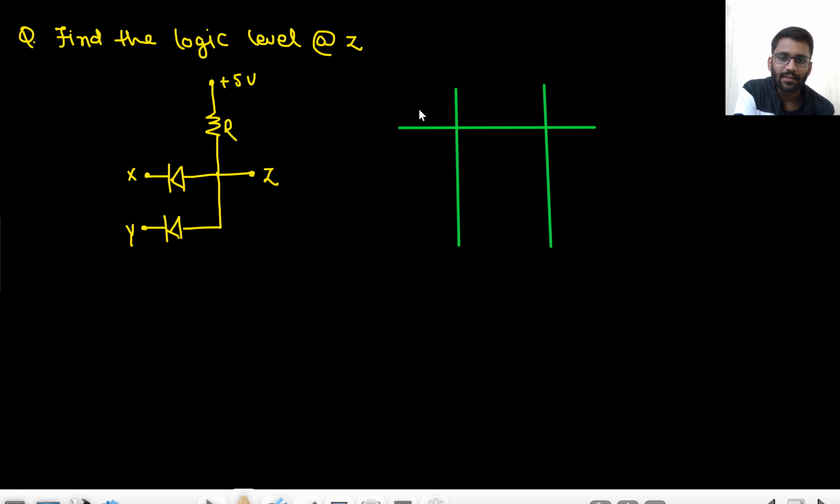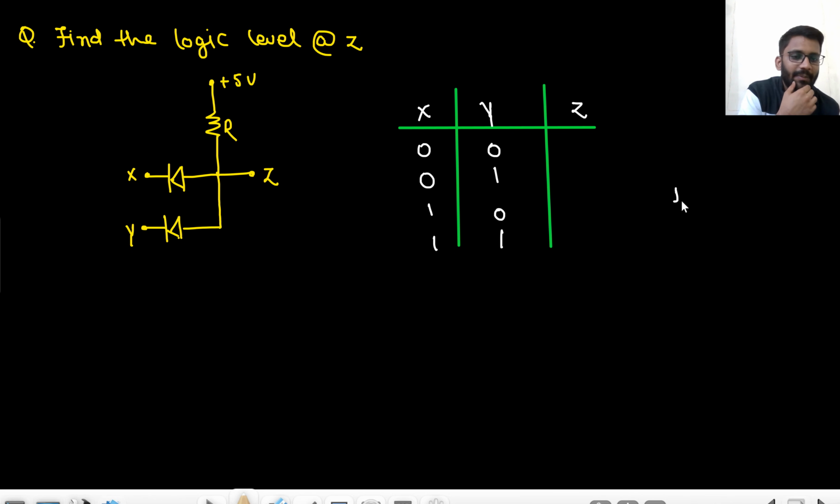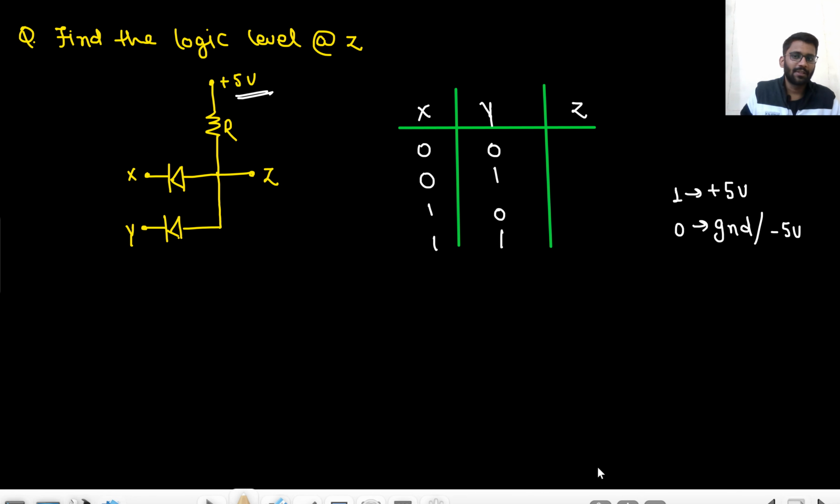Like in 12th class, I guess you remember this thing, logic gates. You can take values of x and y as 0, 0, 0, 1, 0, 1, 0, 1. Okay, what does 1 represent here? 1 represents plus 5, and 0 represents either ground or minus 5. It will be given in the question. Here it's not given, so you can't really comment. Okay, so 1 is plus 5, that is plus VCC, the highest plus voltage, and 0 is ground.